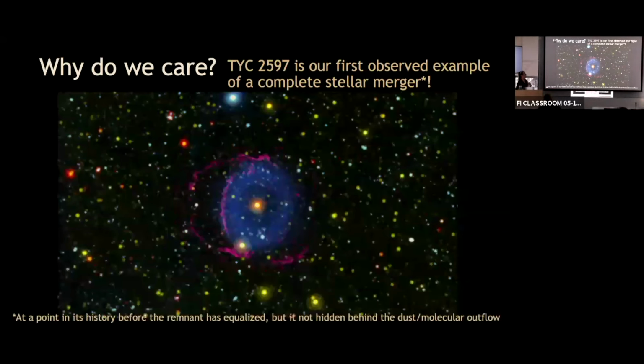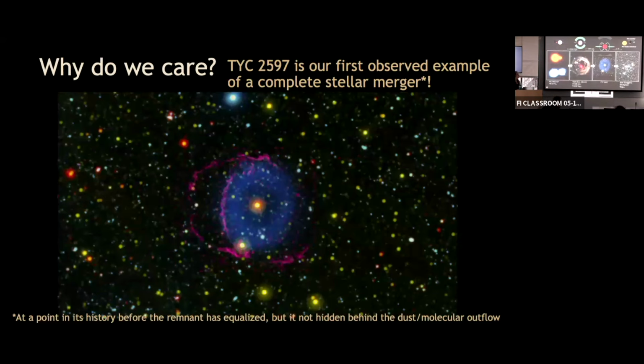So why do we care? Well, if what we claim is true, TYC 2597 could be our first example of a complete stellar merger that we can observe directly. Okay, so asterisks here because we've gotten into trouble for this, but basically, TYC is not hidden anymore. When these things go off, originally they quickly become obscured from view. They're very dusty, and you can no longer see what's happening with the remnant left behind. But we have very little reddening to TYC 2597. And even though it's several thousand years after it's happened, we still see signs that it is still not very happy. It's still not quite equalized.